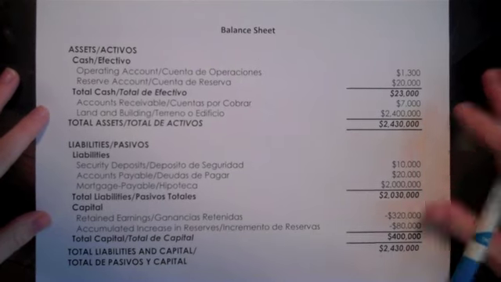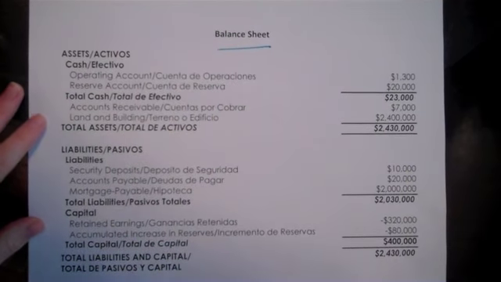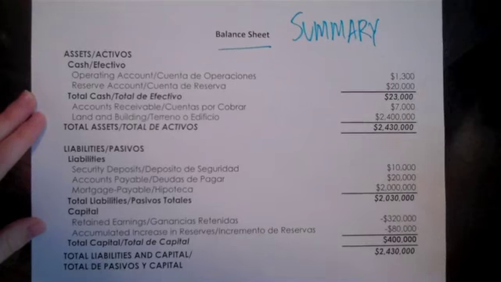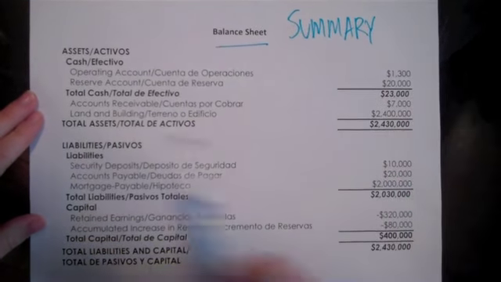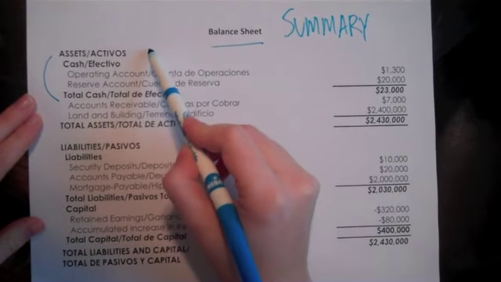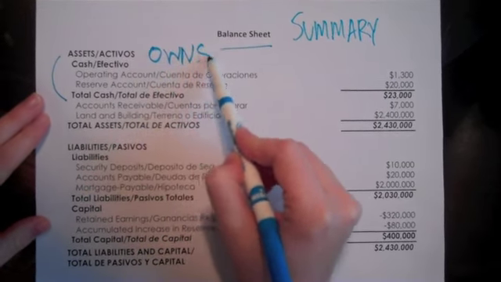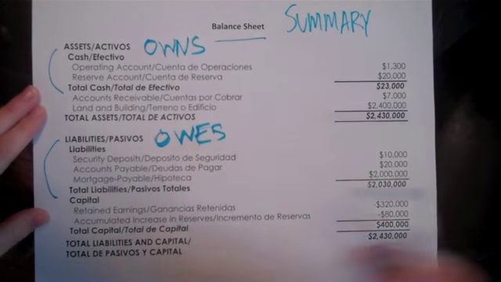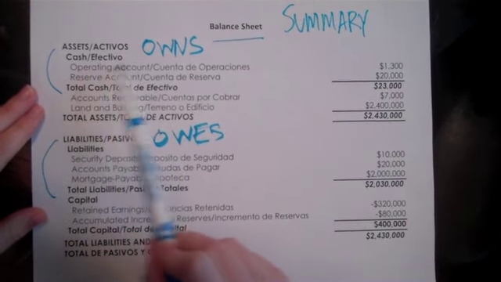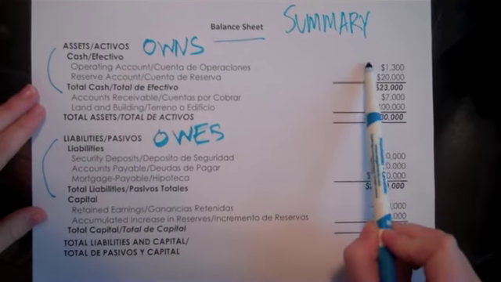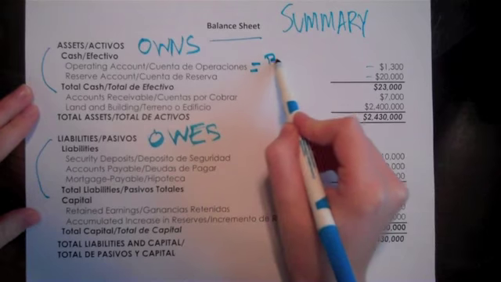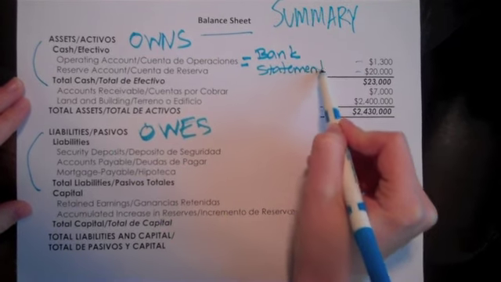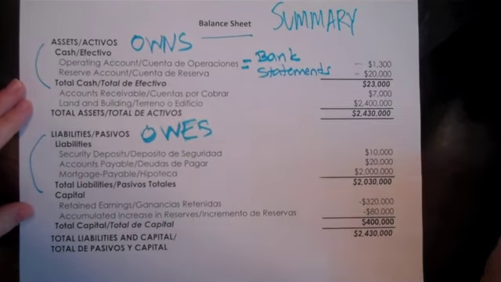Another part of the financial statement is the balance sheet. The balance sheet is basically a summary of how the organization's finances look at a moment in time. It shows your assets, or what the cooperative owns, and liabilities, or what the cooperative owes. In the assets, you'll see the operating account and reserve account. These two numbers you should also see on your bank statements. Every month you can check your bank statements and make sure they equal these numbers.